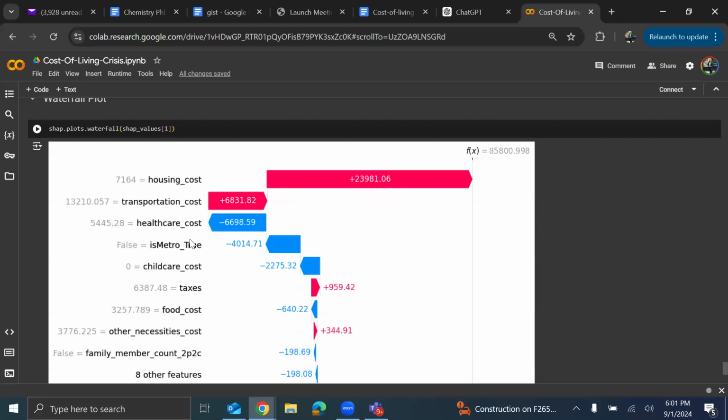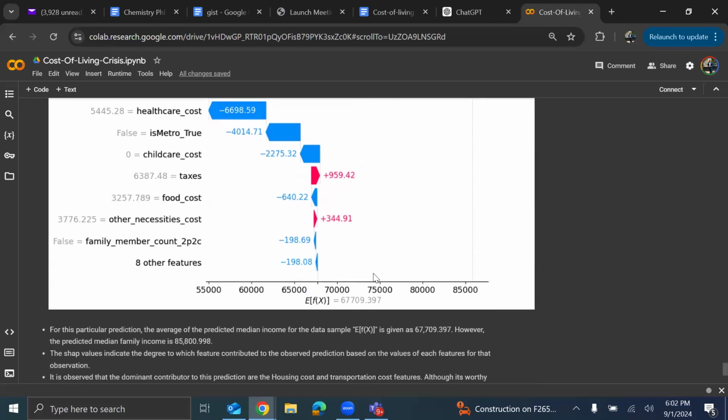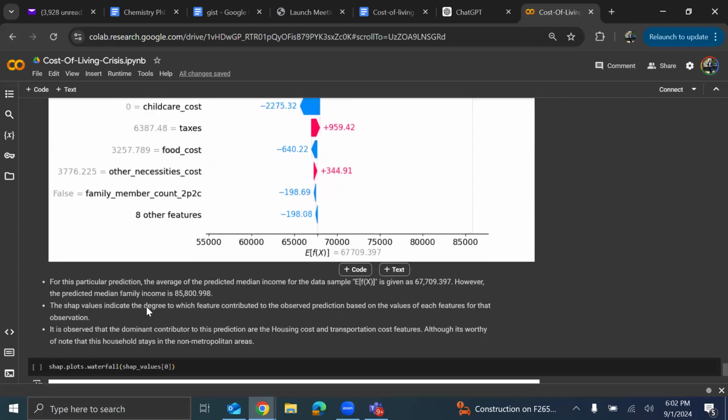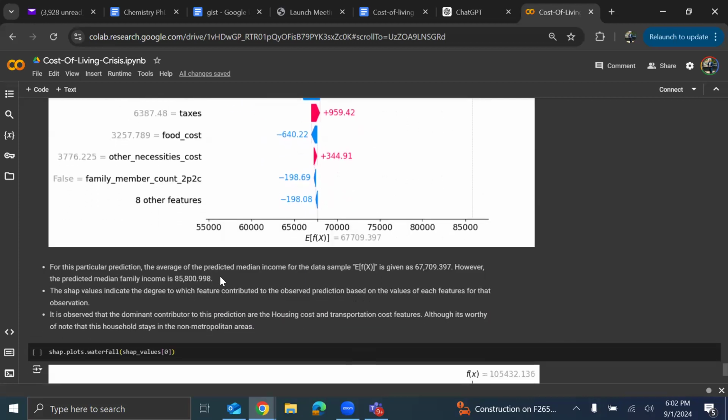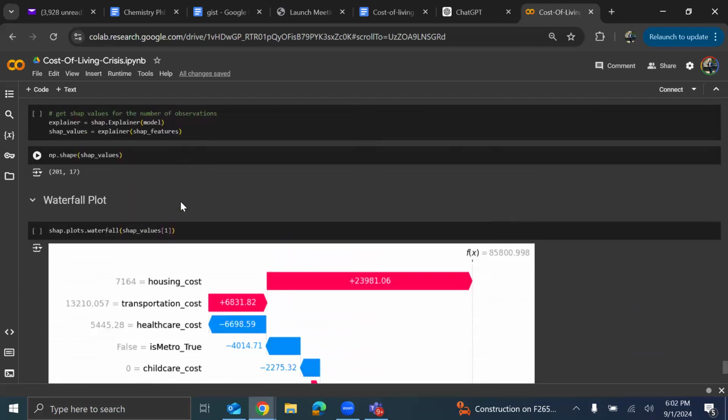how is the model getting its prediction? If the model is predicting 85,800 as median income, how does it come about? That's simply what it is saying. And I explained it here, right? I used different plots.